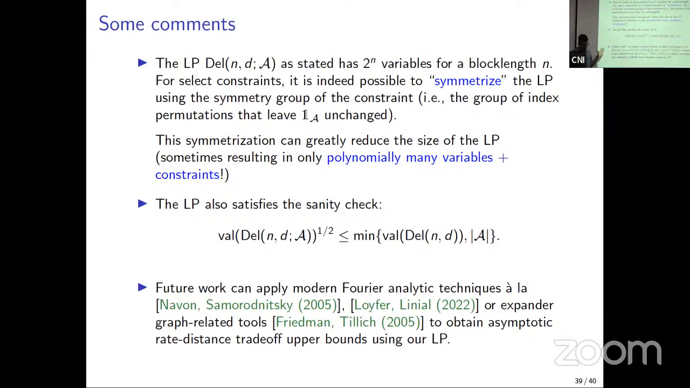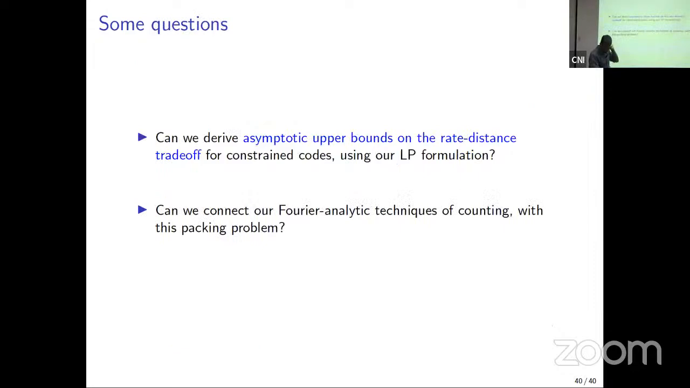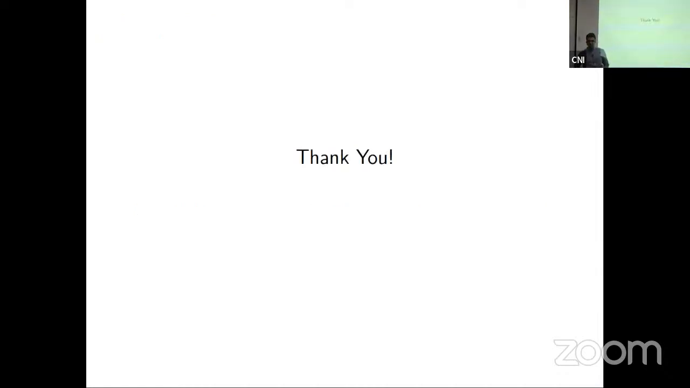And finally, we want to take this further and apply known Fourier-analytic techniques or expander graph based techniques in order to derive asymptotic rate-distance trade-off upper bounds using this. So those really are the questions that we need to deal with in future work. Thank you.